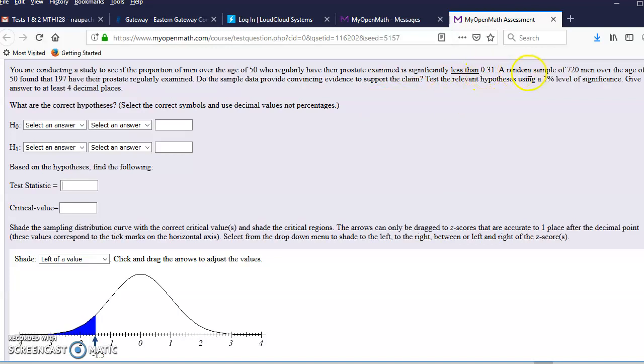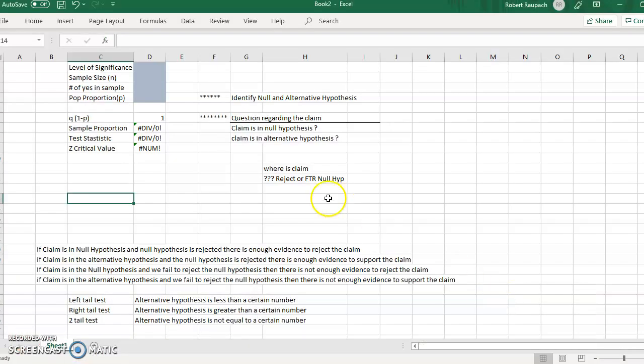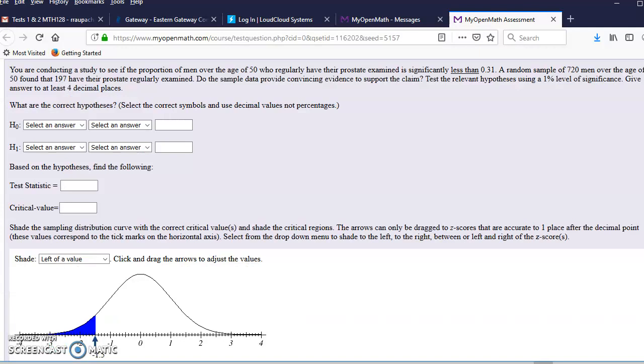So, a sample of 720 men over the age of 50 found that 197 have their prostate regularly examined, okay? So I did you guys a favor. You can thank me later. All you need to do is input the information, and everything you're going to need is going to spit out here for you. You don't have to program anything. I did it all for you. All right, so let's see.